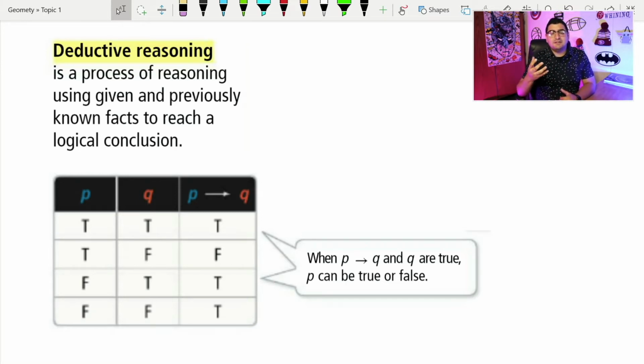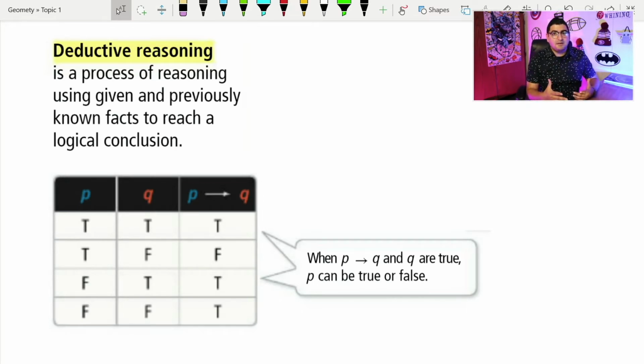For starters, inductive reasoning, as we covered in a previous video, has to do with solving things and finding the next pieces to something by using patterns or past events. Deductive reasoning is the process of reasoning using given and previously known facts to reach a logical conclusion. Basically, you use logic. Deductive reasoning is more based on logic, using given information to logically find the next piece.